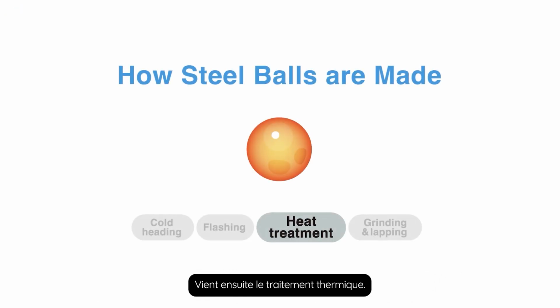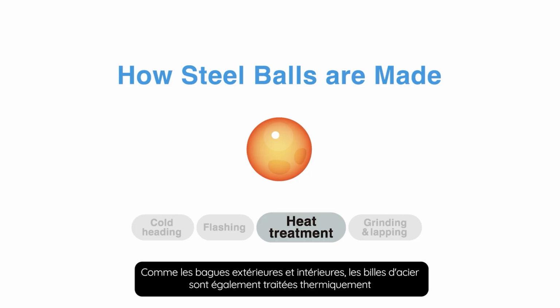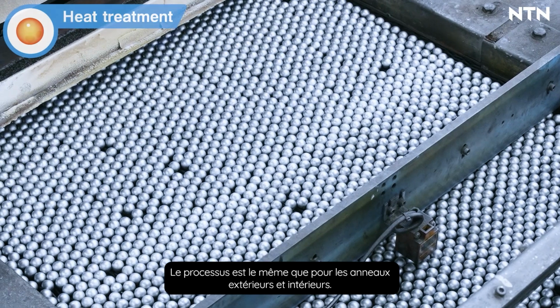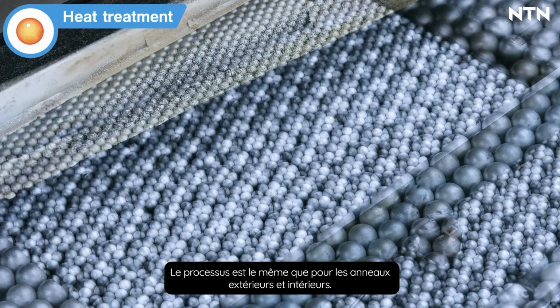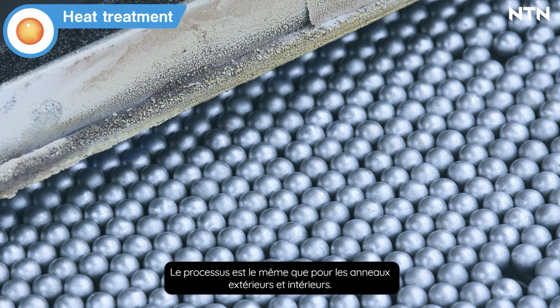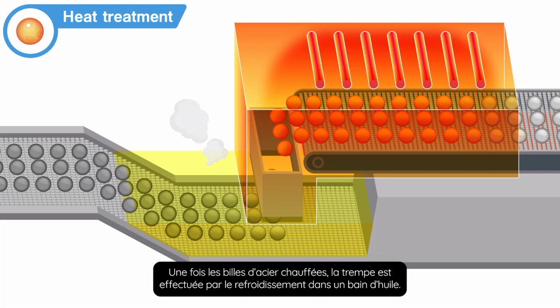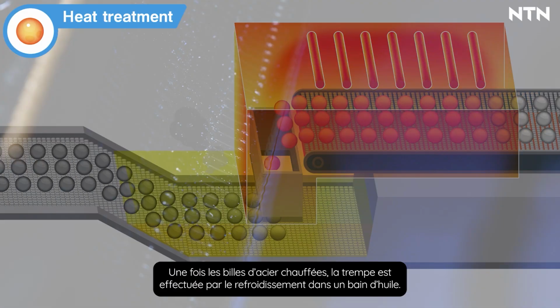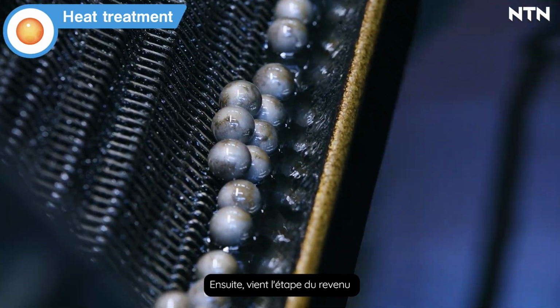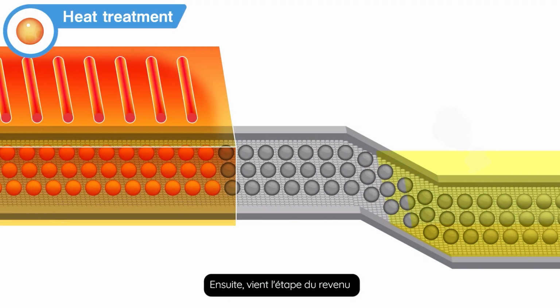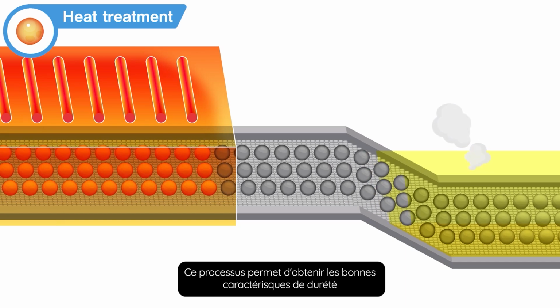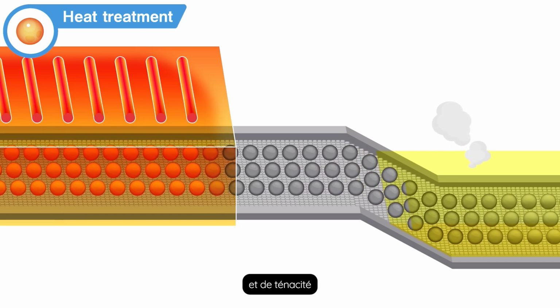Next is heat treatment. Like the outer and inner rings, steel balls are also heat treated to make them hard and durable. The process is the same as for the outer and inner rings. After the steel balls are heated, they are quickly cooled in oil as part of the quenching process. Next, tempering is performed. The heat treatment of quenching and tempering results in steel balls with both hardness and toughness.